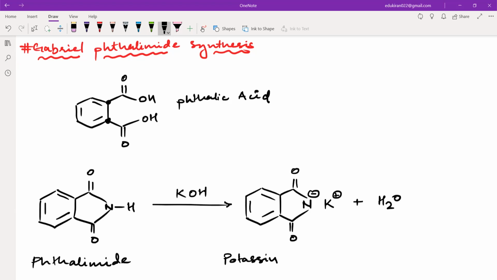Potassium, such as potassium chloride. So here this is potassium phthalimide. In potassium chloride we have K plus and Cl negative. In potassium phthalimide, we will have the potassium with positive sign and the phthalimide where N is having a negative charge.